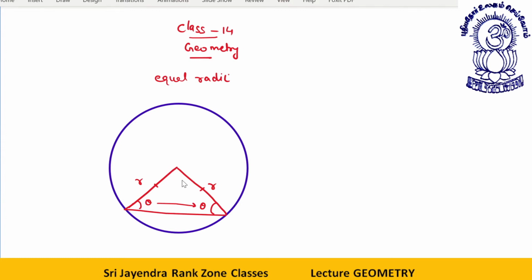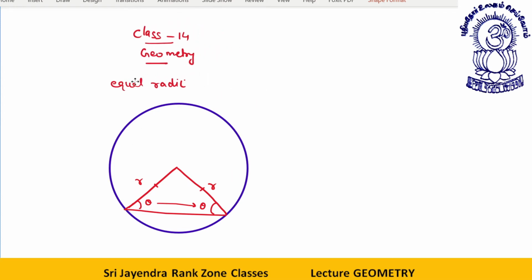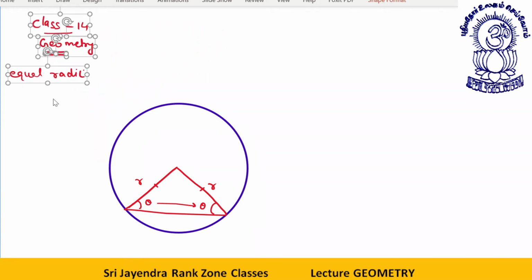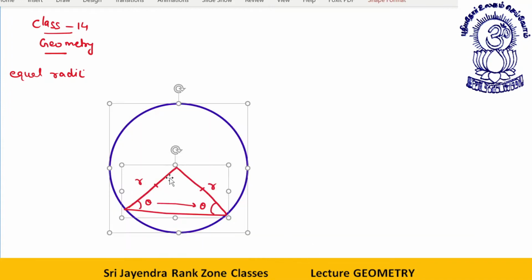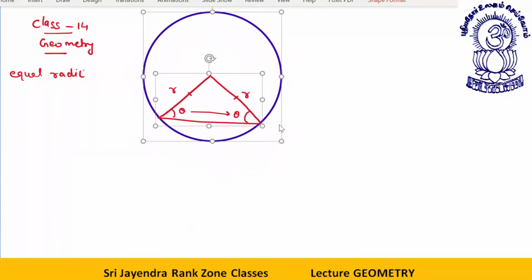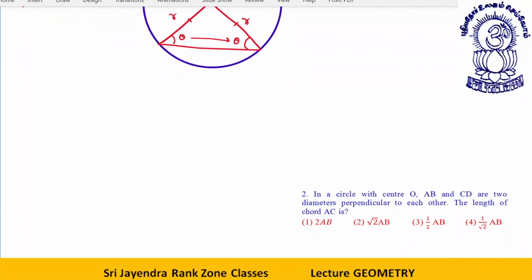Getting it, my dear students? What will happen? You are given one radius, you are given another radius, so these angles will be equal. This is the main concept that will be used in the coming classes. Okay. Let me put this aside so that I get some space to do questions on this page itself. Okay, dear students, let's take the questions.